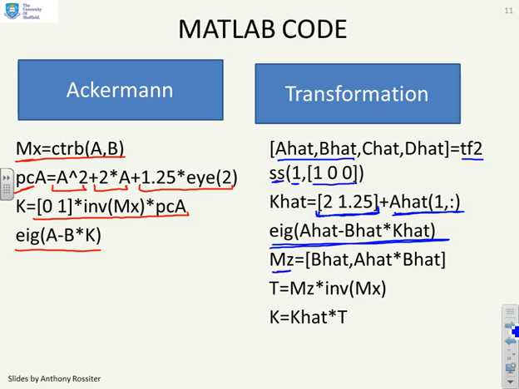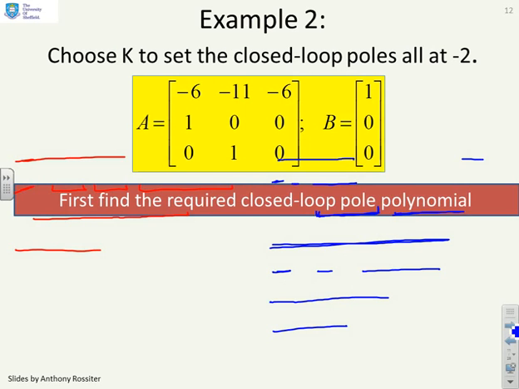Then I've worked out MZ, which is B hat, A hat times B hat. I've already got MX from the left hand side of the screen, so I've now done T, and then I've done K. So very simple MATLAB command if you want to check the answers by yourself.